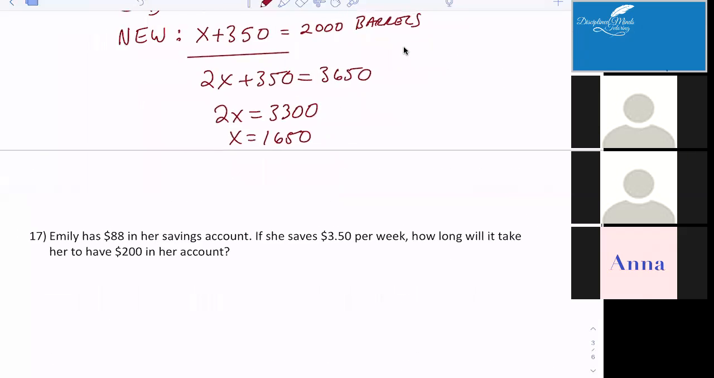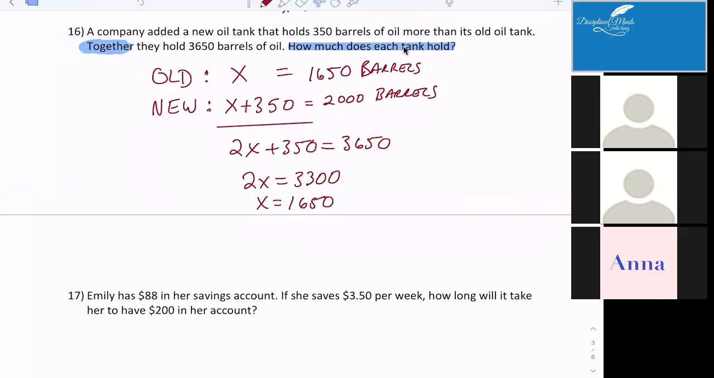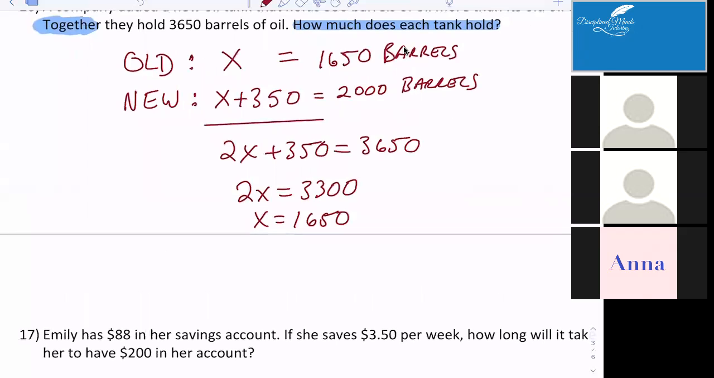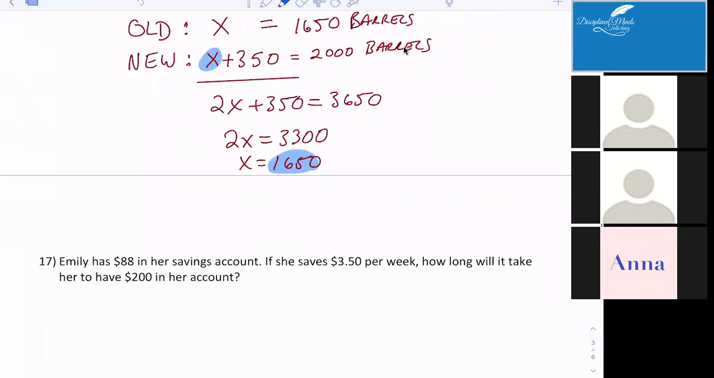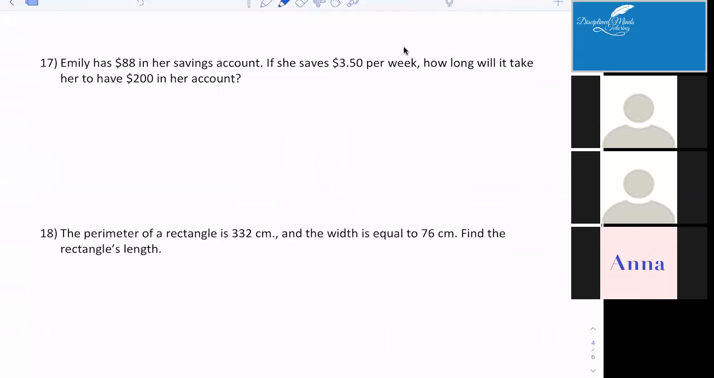All right, I'm listening. What? I plugged in 4x 1650. 1650 plus 350. Do that on your calculator. Yes, I'll let you read the next one. All right, here we go.